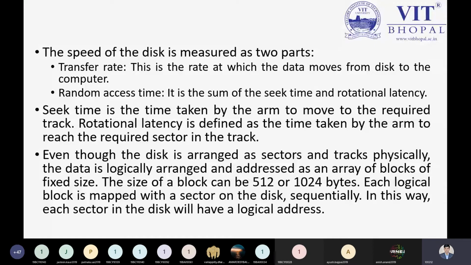There are lots of tools available in the market by which we can check the performance of the hard disk: how many sectors we have, how many tracks we have, and how many bad sectors we have. This is the point we need to keep in mind. This is just an idea about the performance of the disk, which can be recognized by the transfer rate, random access time, seek time and latency. These are the terms by which we can measure the performance of disk accessibility.